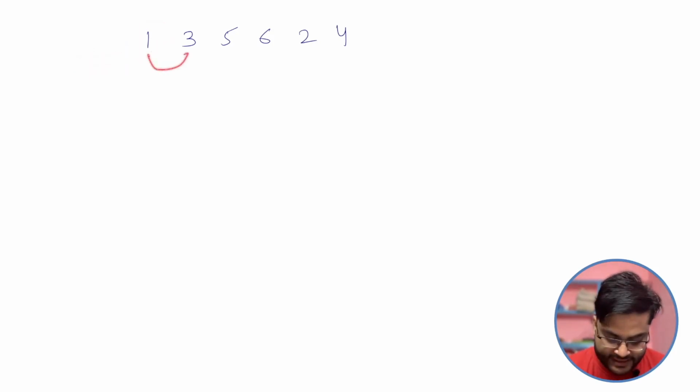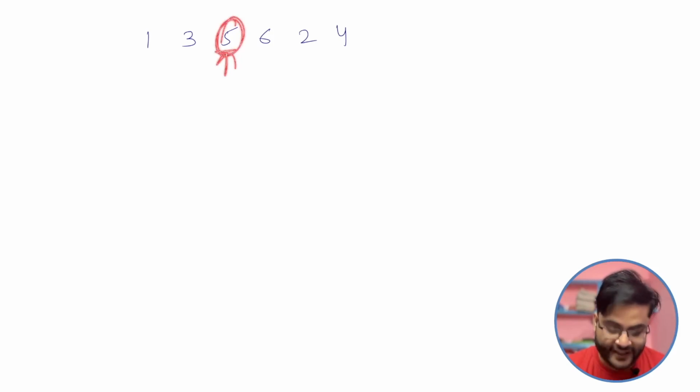Now come to the next index. Check 3. Is 3 in its correct place? To check whether it is in the correct place or not, check the previous positions. So compare 3 with 1. 3 is greater than 1. That means 3 is in the correct position. Okay. Now let's move further.